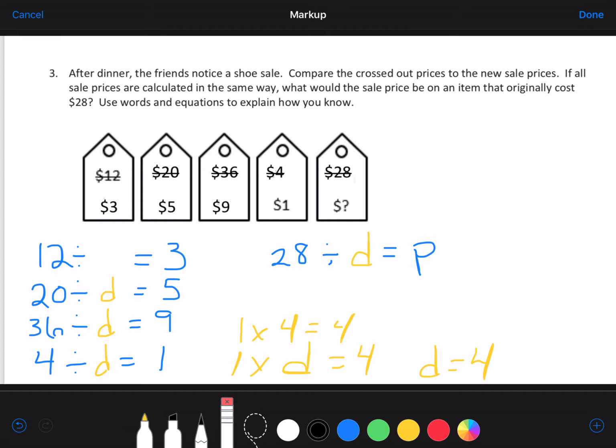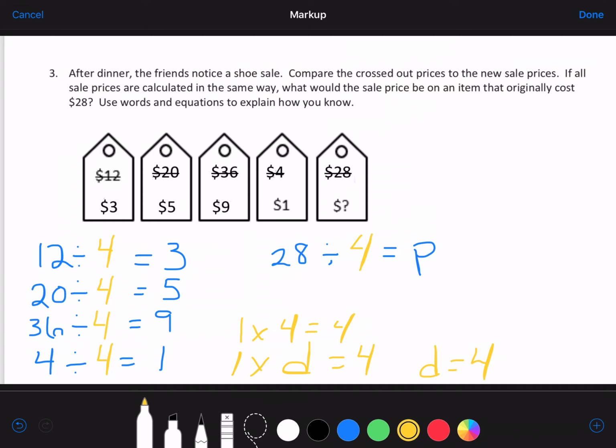And now we're going to go check and see if that works for all of these. So 4 divided by 4 equals 1. 36 divided by 4 equals 9. 20 divided by 4 equals 5. And 12 divided by 4 equals 3. So then we need to know what 28 divided by 4 equals.